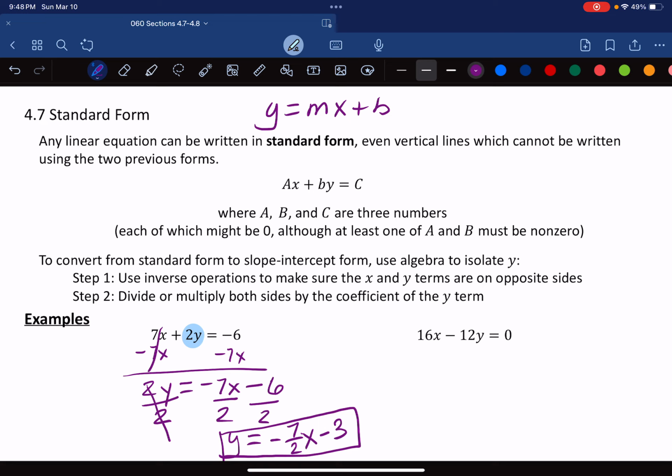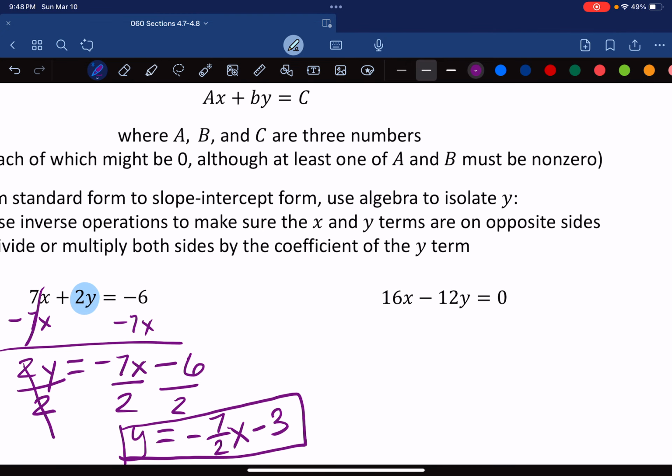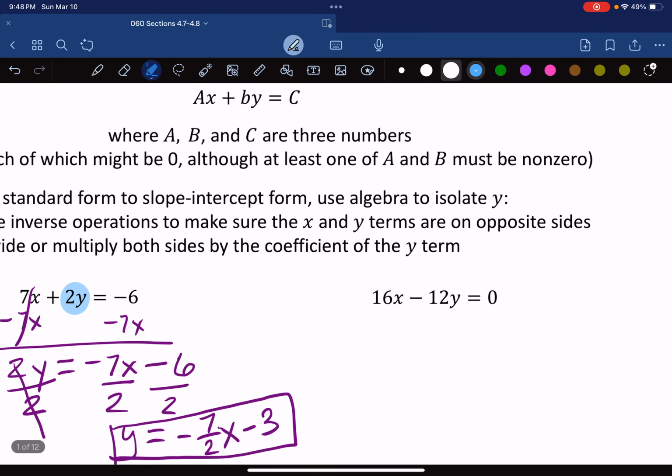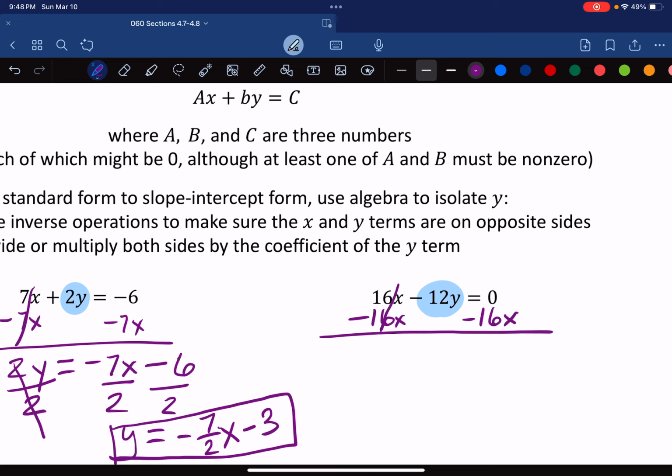I'll do that one more time so that you can see another example. Once again, we want to isolate our y term. So the 16x needs to go to the other side using inverse operations. It's a positive 16, so we're subtracting it from both sides. And then I still want to isolate my y here. And so I will divide by negative 12.